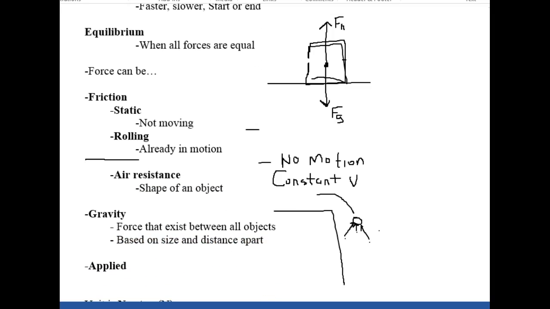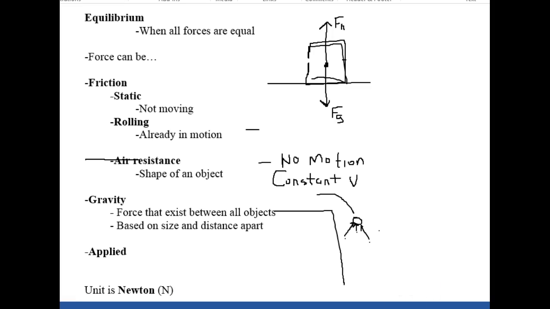Okay, another force is called gravity. I'm going to erase this here. So gravity, as we talked about in the box above, is the force that exists between all objects. Many people don't realize that, but whether you're a person, whether you're a planet, a star, whatever it might be, you have gravity.